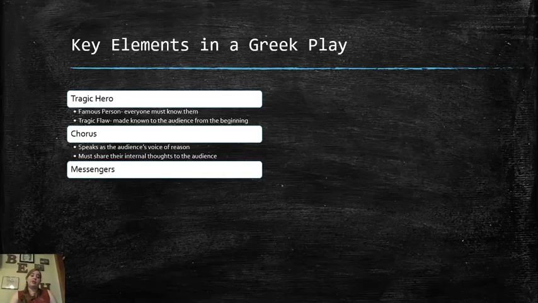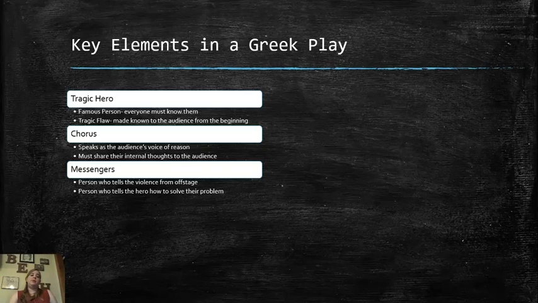Next, we have messengers. Messengers are usually people who tell the violence from off stage, and they also tell the hero how to solve their own problem.